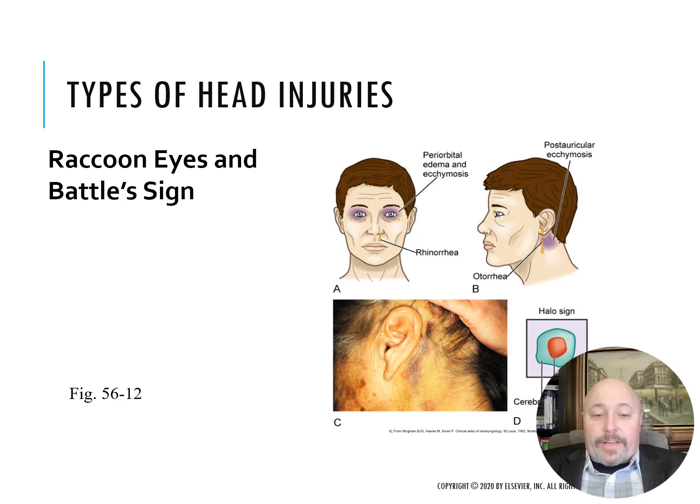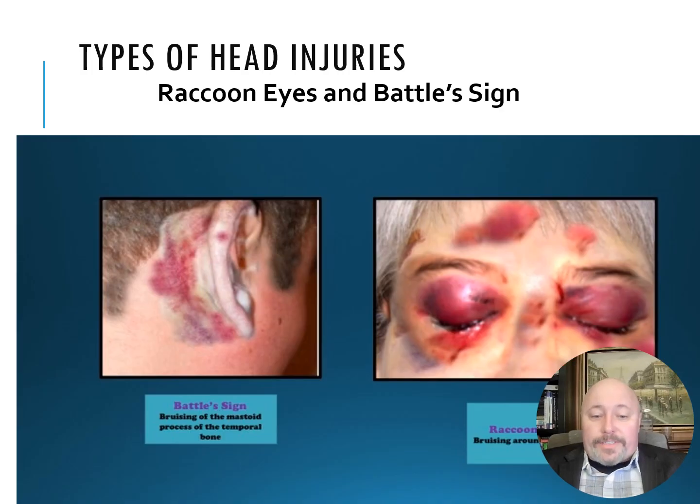Another indication of a head injury are raccoon eyes and Battle sign. In Figure A, we have raccoon eyes along with the rhinorrhea, while in Figure B, we have Battle sign, which is that postauricular ecchymosis. In Figure C, we have another indication of that Battle sign, that bruising back behind the ear. And in Figure D, we have halo or ring sign. Here we have another example with Battle sign on the left, which is that bruising that occurs behind the ear, along with raccoon eyes, which is that bruising of the blood pooling over the eyes.